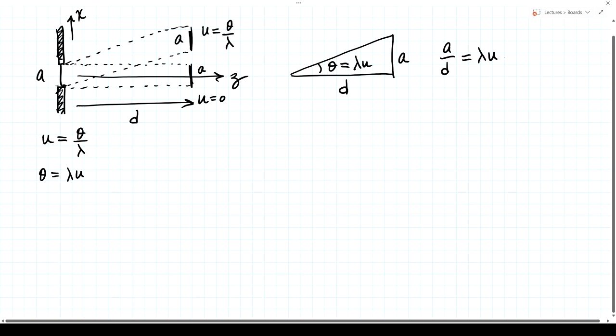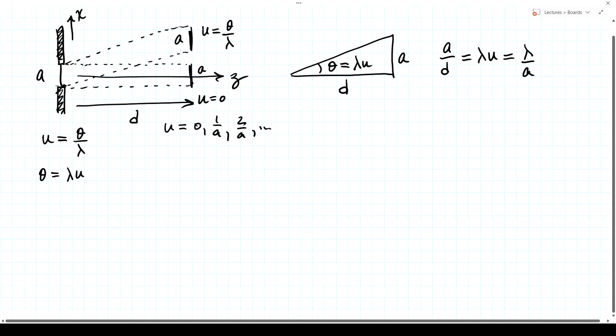Now, if you have a field limited in spatial extent to a length A, you can expand it in a Fourier series. And the fundamental frequency would be 1 over A. So that would be the smallest non-zero u value. So if we set this equal to lambda u, and u is 1 over A, you'd have components of u equal to 0, 1 over A, 2 over A, et cetera, as typical for Fourier series, that you get integer multiples of the fundamental frequency.